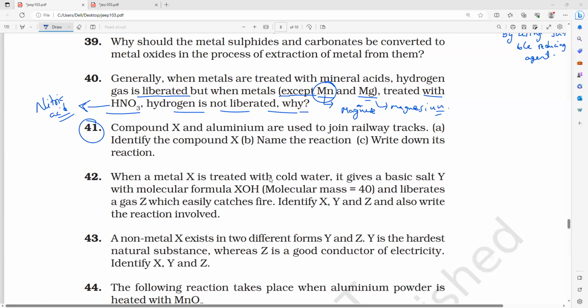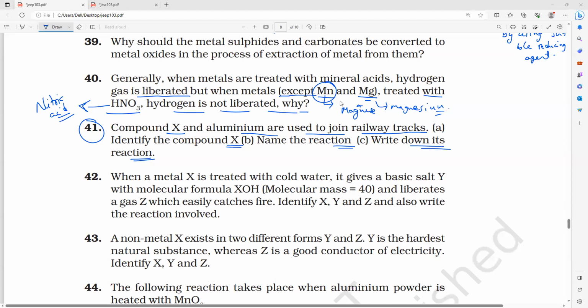Compound X and aluminum are used to join railway tracks. Identify the compound X. Name the reaction. Write down its reaction. So, name the reaction. Already we know it from the first chapter we studied. What is this reaction, everybody?